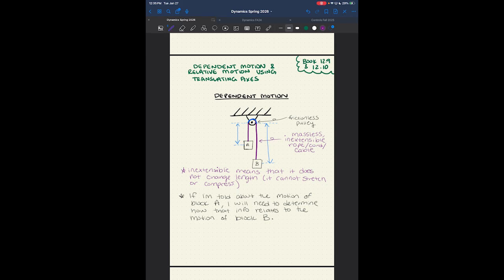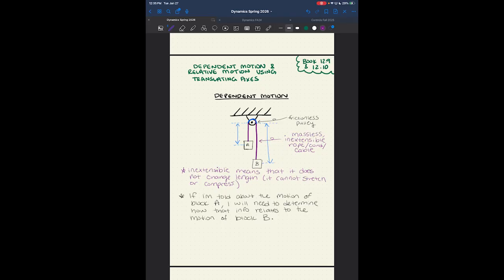There's two kind of special topics that we're going to talk about. So sometimes we can have what we call dependent motion, where the motion of one particle almost entirely defines the motion of another particle, usually because they are attached to each other in some way. So that's what we're going to talk about for dependent motion. And then separately, we're going to talk about relative motion.